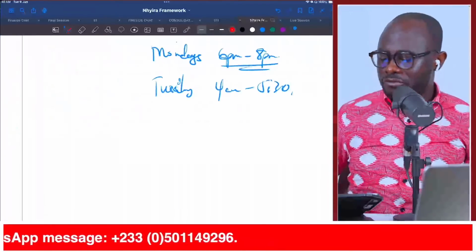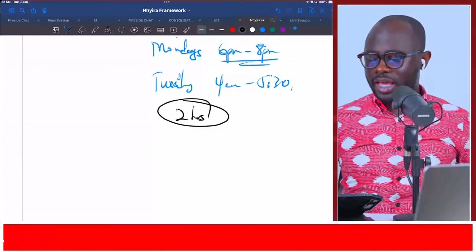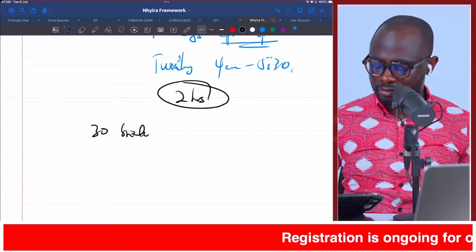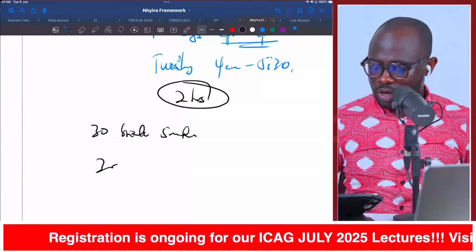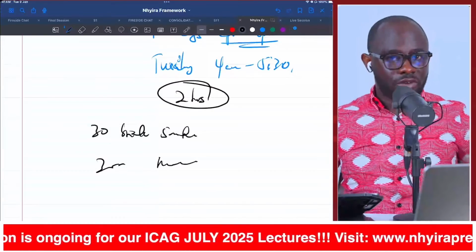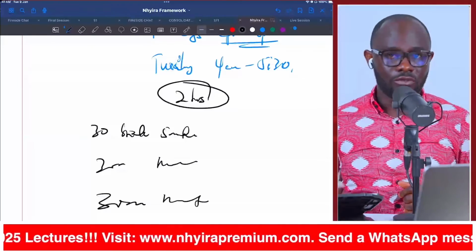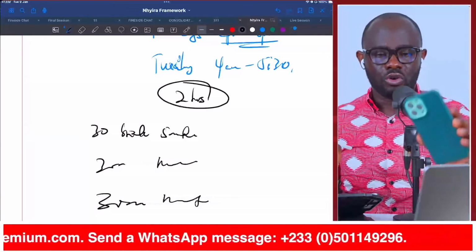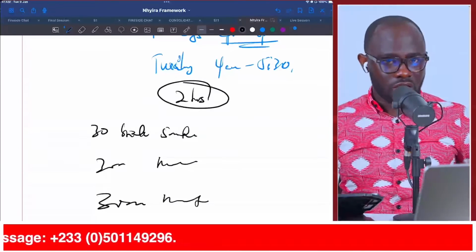So if you have 2 hours to study, it means you study for 30 minutes, then take a break of 5 minutes or so. Then you come back, do another 30 minutes, and take a break of 5 minutes. Then you come back and do your last 30 minutes. Now remember, that break you are taking is not for you to go on social media and get distracted. No.